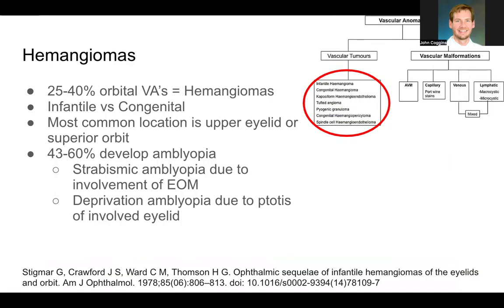Moving on to hemangiomas. These are the second most common kind of vascular anomaly in the eye. So 25 to 40% of orbital vascular anomalies are hemangiomas. Remember, there's infantile versus congenital. The most common location in the eye is the upper eyelid or the superior orbit. And 43 to 60% of patients with hemangioma of the eye are going to develop amblyopia. This can either be due to strabismic amblyopia, because it's involving the muscles, or it could be deprivation amblyopia due to ptosis of the involved eyelid.